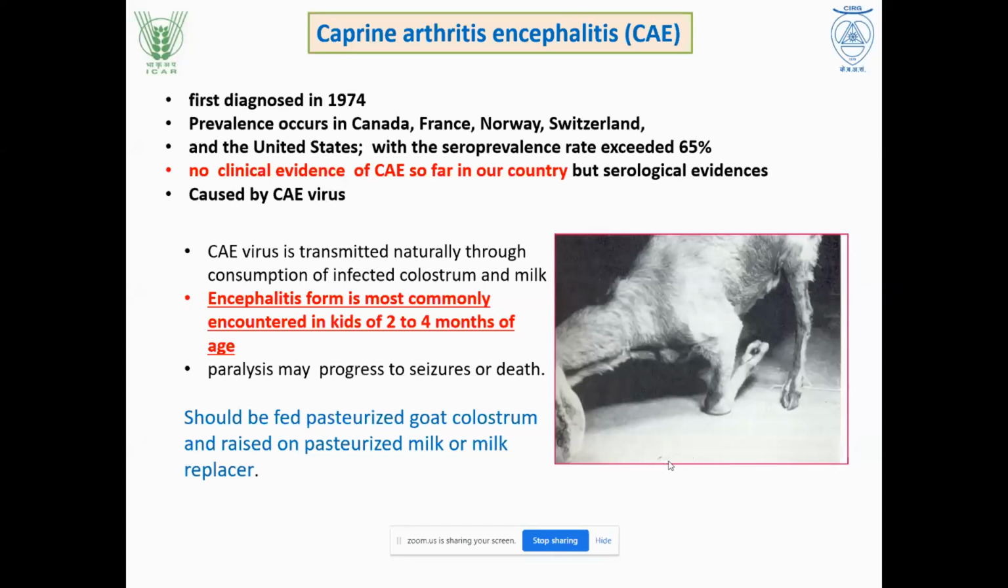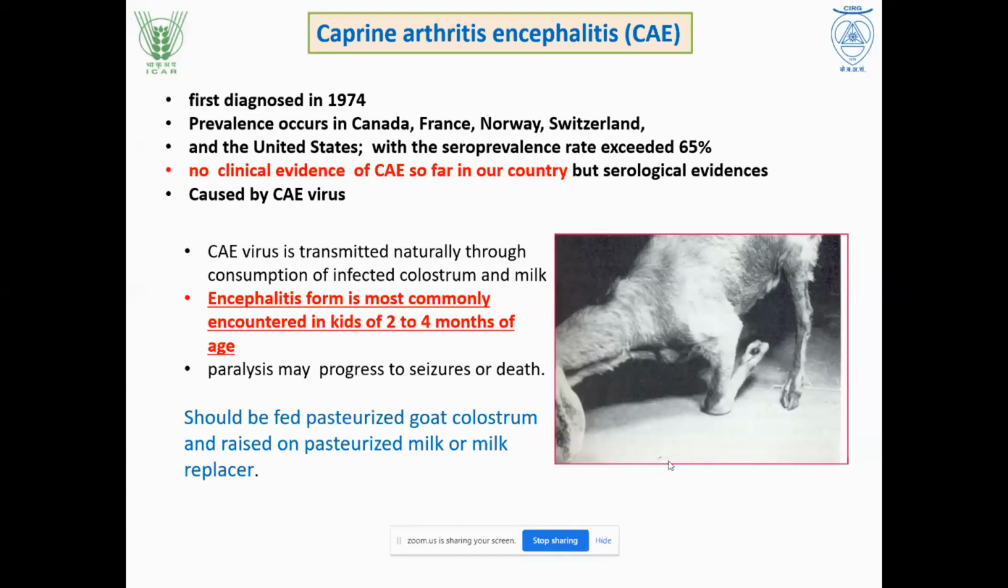CAE is a viral disease. The most important feature of CAE is that this infection is transmitted through the colostrum. As you know, colostrum is taken as a boon to the younger animal, as it provides antibodies in the early phase of life. But here it is not a boon, especially in the case of CAE.